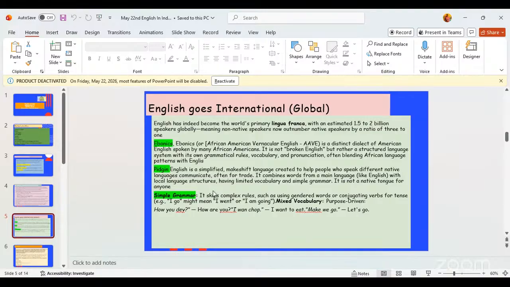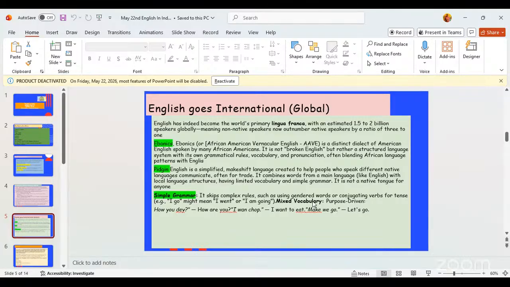That is, often for trade. It combines words from a main language like English with the local language structures, having limited vocabulary and similar grammar. It is not a native tongue for anyone. Simple language, simple grammar. It skips complex rules such as using gendered words or conjugating verbs for tense. Example, I go might mean I went or I am going.